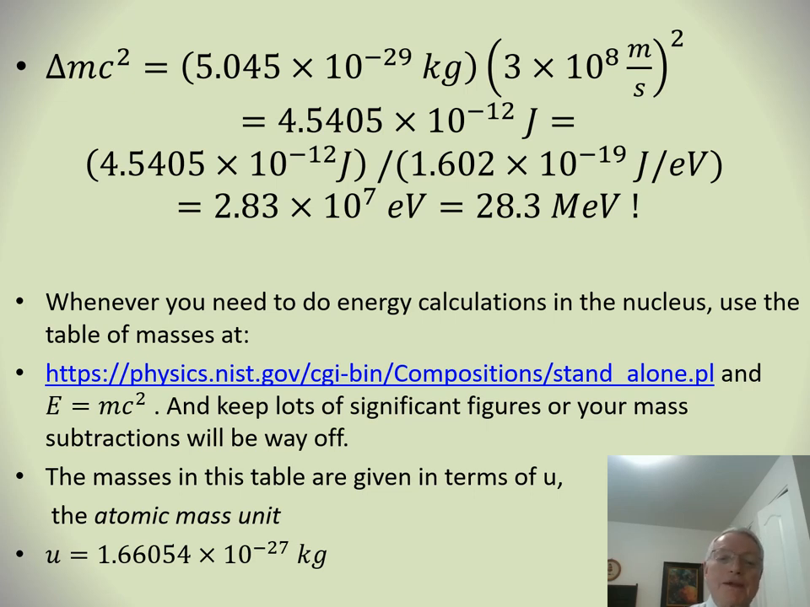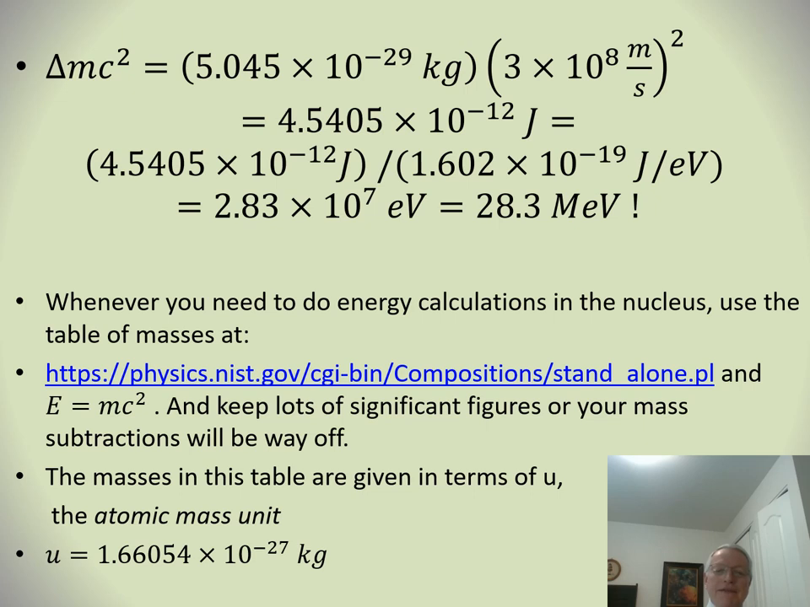If you then supplement it with Wikipedia, like if you wanted to know what the different isotopes of krypton are, just use Google: Krypton Isotopes Wikipedia, and it'll give you a whole list. This NIST table only has the ones that stick around for a while. In the Wikipedia articles for each element, you can find even unstable isotopes that don't live very long. And when you work with these, make sure you keep lots of significant figures or your mass subtractions will be way off.